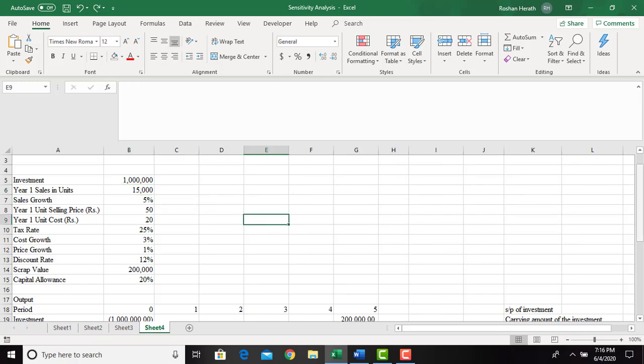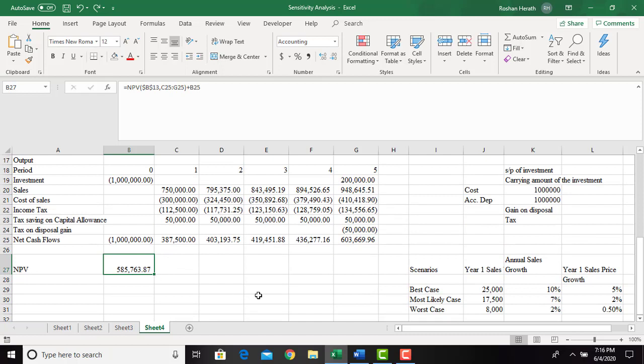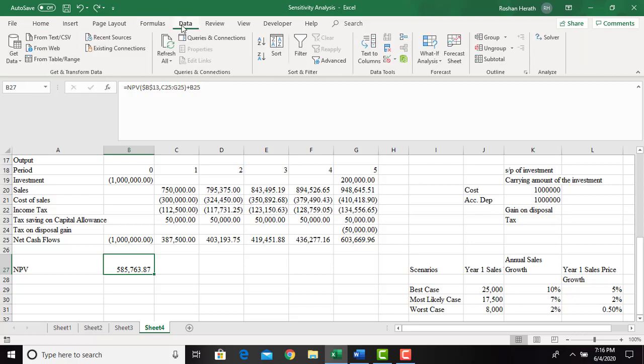Right, now I have restored the previous situation, right? Okay, you have it, the previous situation, that is the current situation. Now what we are going to do, we may go to Data, What-If Analysis, Scenario Manager.